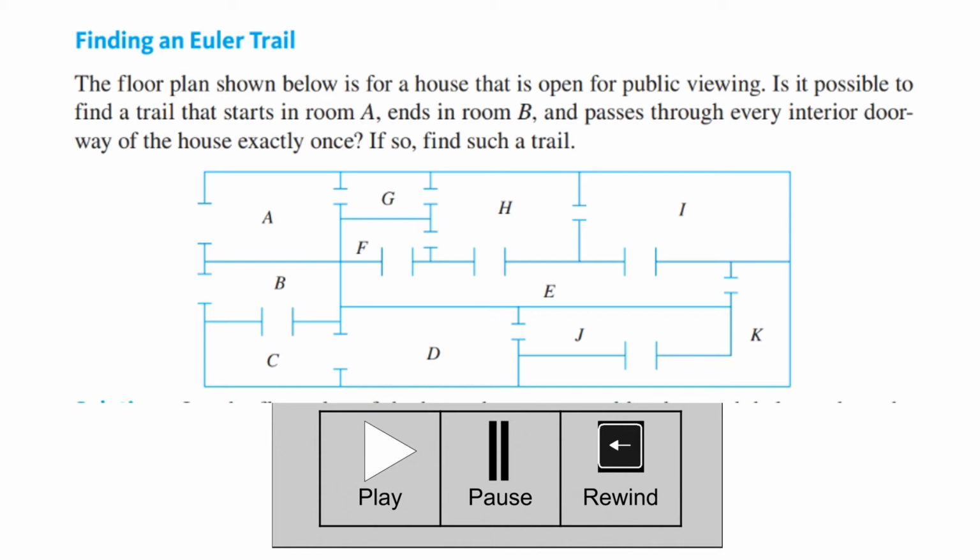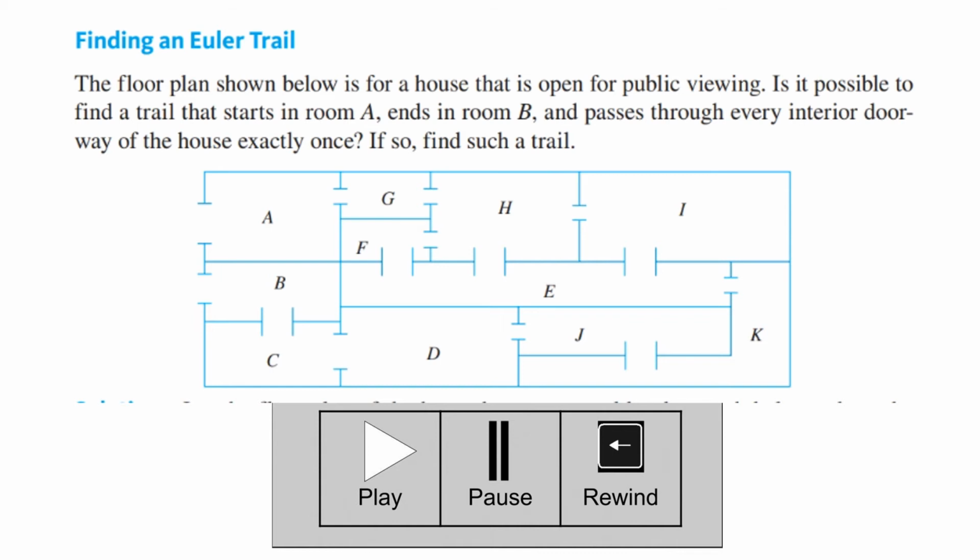The floor plan shown below is for a house that is open for public viewing. Is it possible to find a trail that starts in room A, ends in room B, and passes through every interior doorway of the house exactly once? If the answer to that is yes, and you explain, then find such a trail. So hit pause, do the problem, and then return, and we'll see how you did.